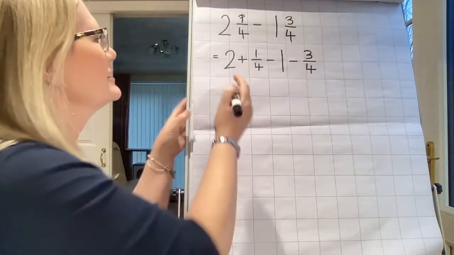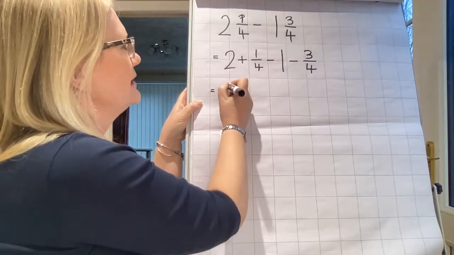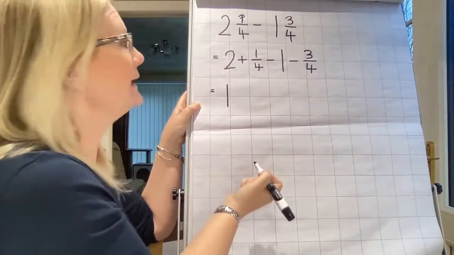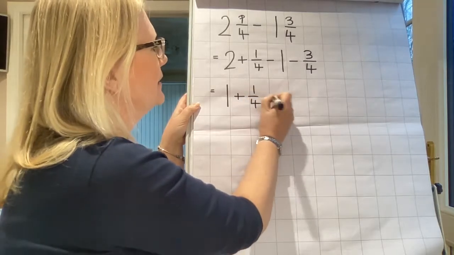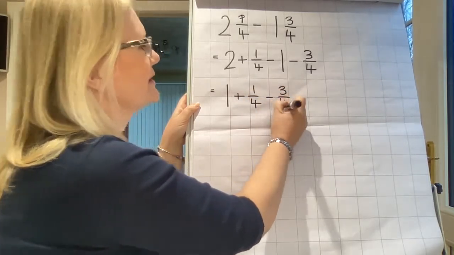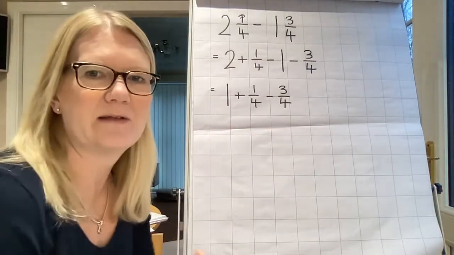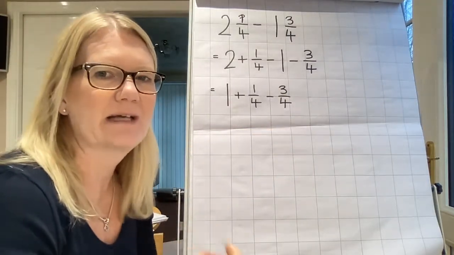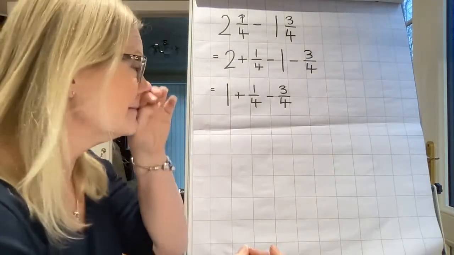We're going to gather our terms together. So 2 minus 1 is 1, can do that straight away. And then I've got plus 1/4 minus 3/4. You can see I've used the same denominators, and that's what you're going to be working with today. So we can just practice this skill. Okay, very specifically what we need to do.